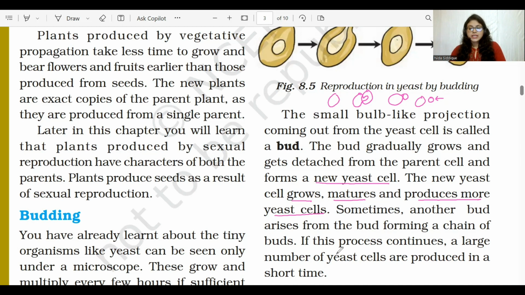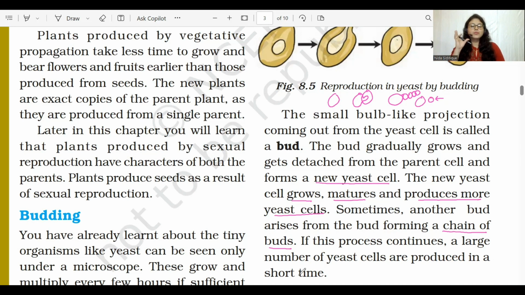Now sometimes another bud arises from the bud, forming a chain of buds. From this same bud, many buds develop and it leads to the formation of a chain. Now, if this process continues, a large number of yeast cells are produced in a short time.